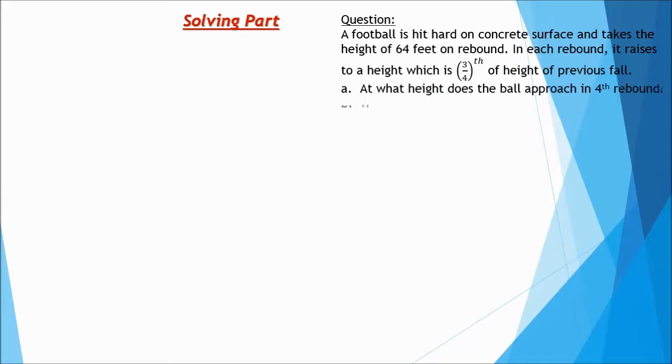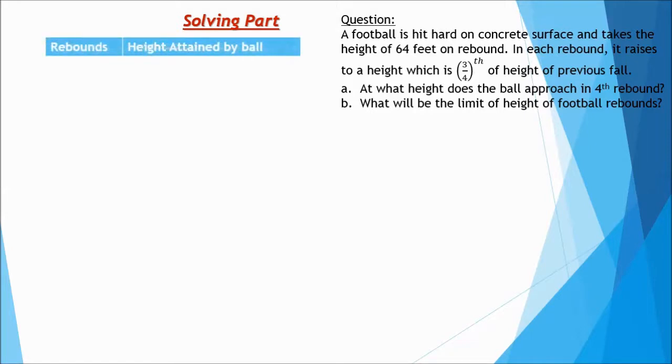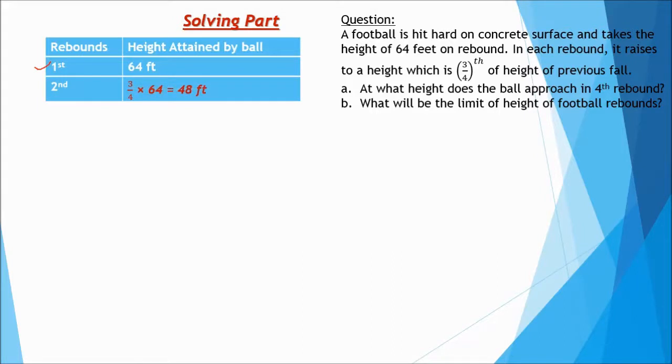Now we make a small table. In the first rebound, the height attained by the ball is 64 feet, isn't it? We saw in the figure also, when it was dropped and hit hard on the concrete, it takes the height of 64. Then in the second rebound it takes the height of 48. In the third rebound it takes the height of 36, 3 by 4 of the previous fall.